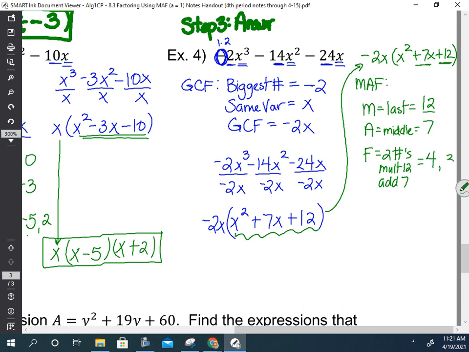I can use 4 and 3. 4 plus 3 is 7. 4 times 3 is 12. So those are the two numbers I'm going to use. Any questions before we continue?